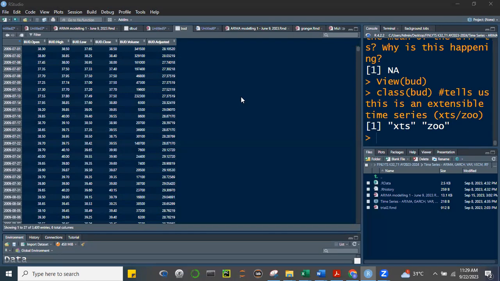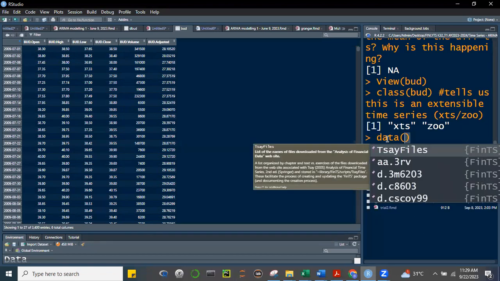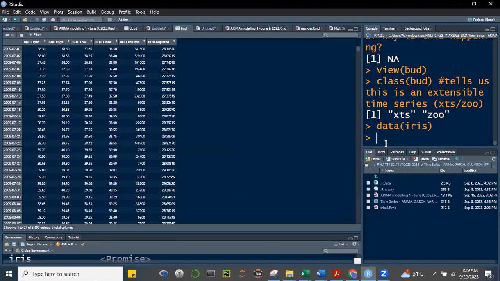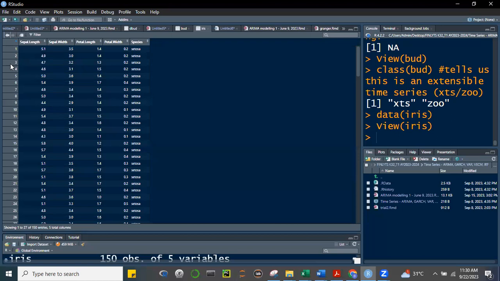If you have a regular data frame, for example, let's use data. There are many datasets in R. Let's use the iris dataset. This is a very popular dataset. Data iris, and then view iris, so that we can see what this includes. Take a look, class, at their index. It's just the numbers, 1 up to 150.